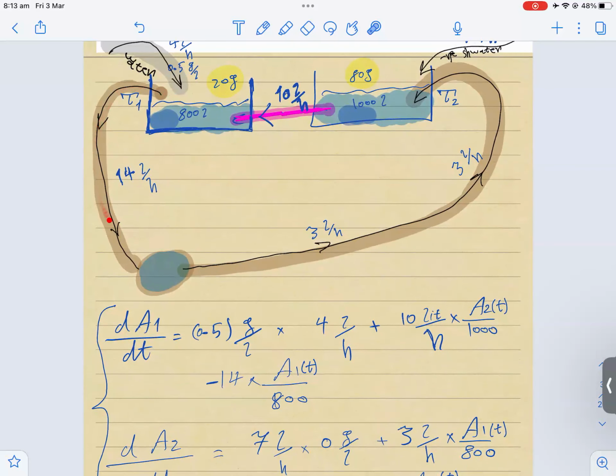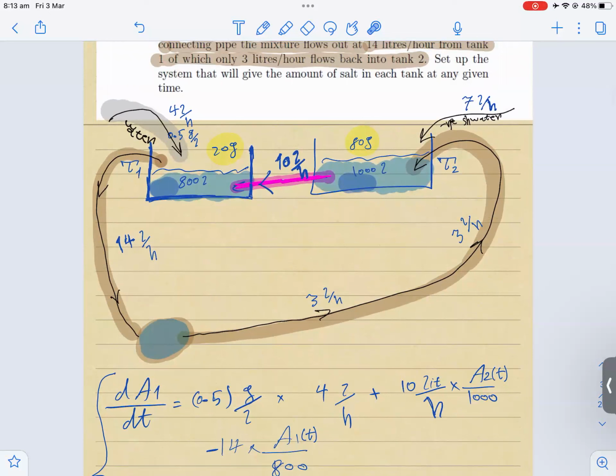And going outside, this part, 14 minus 14 times A1 of T divided by 800 liter, because we have only 800 liter water. So remark, 10 liter coming inside, 4 liter coming inside, and 14 liter from here goes outside. Therefore, the volume of the water is fixed. The same thing happens in tank 2 as well.